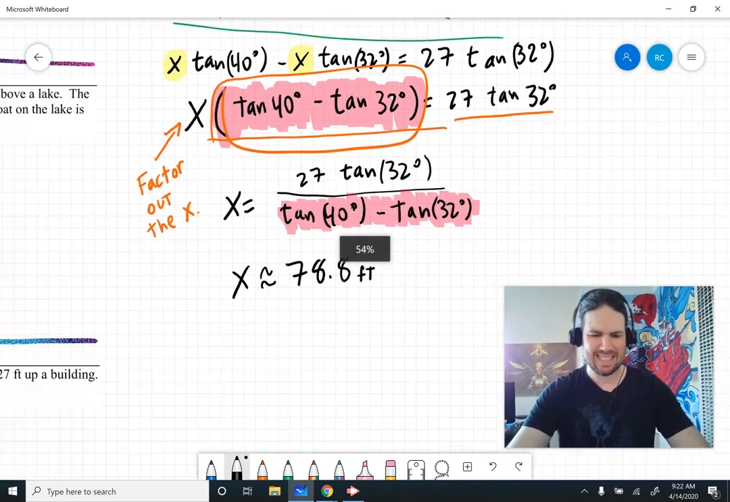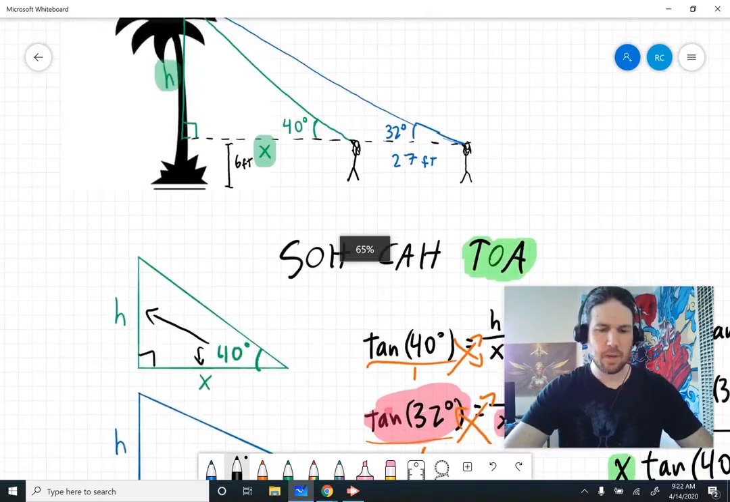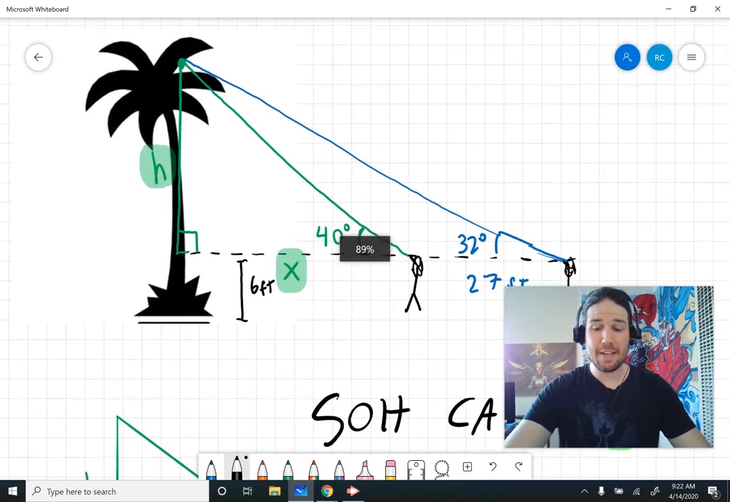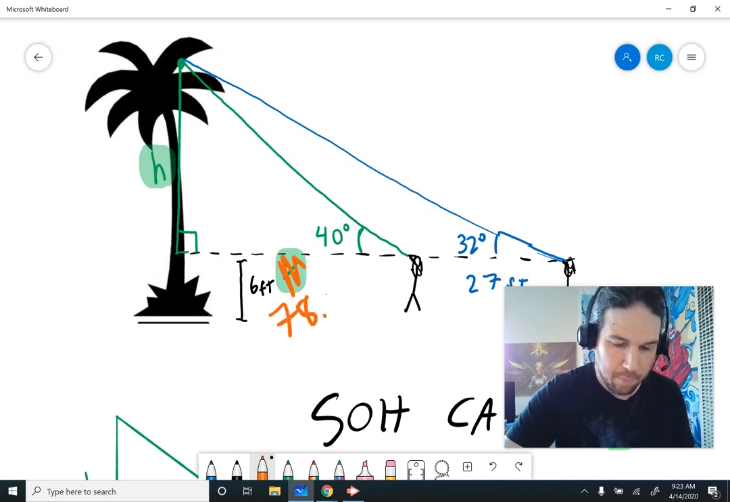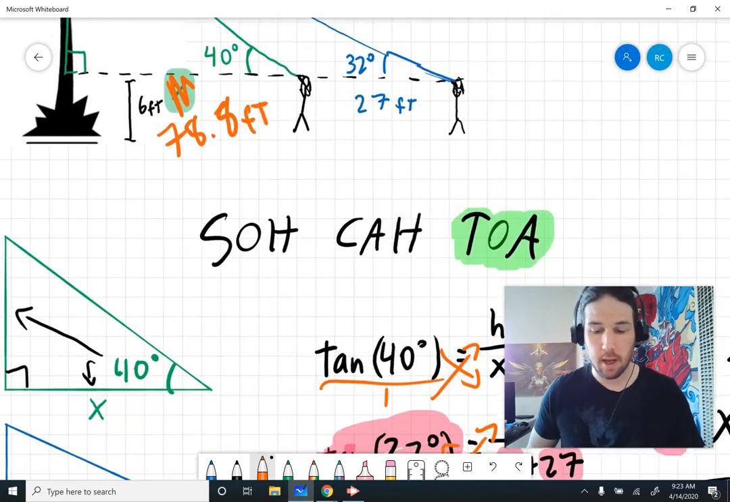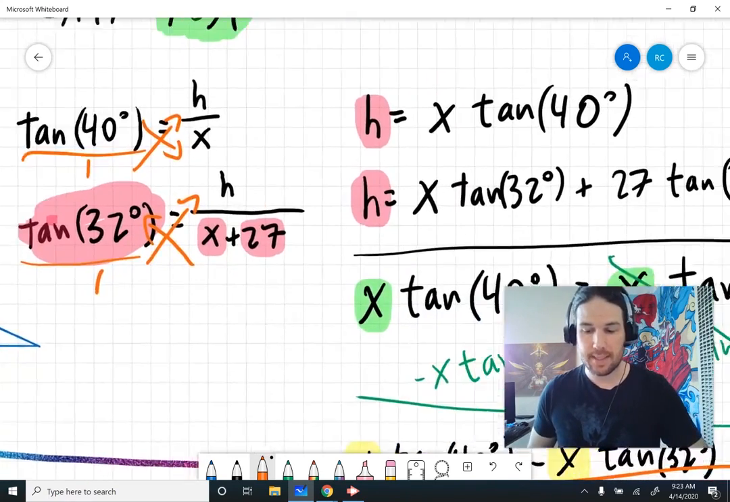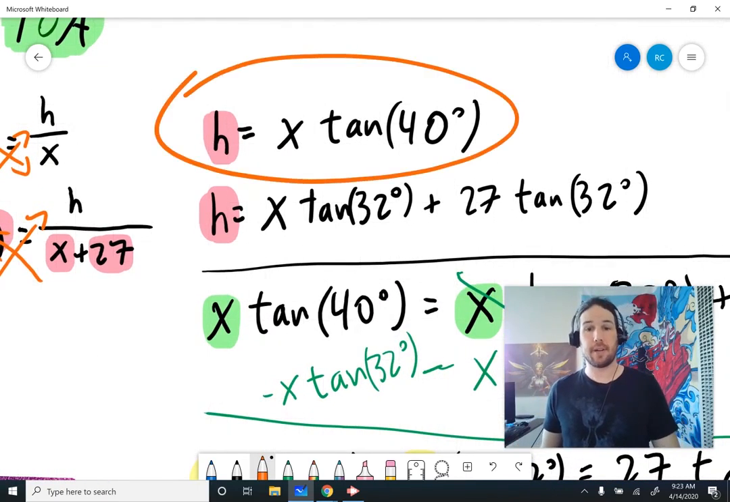So are we done? Well, no. X isn't what I was looking for. Although it is kind of neat that I now know that I was 78.8 feet away from the tree when I took my initial measurement. That's good information to know. I could now use that with sine code or with tangent to figure out h. And in fact, we already have, because we see here that h is x times the tangent of 40 degrees.